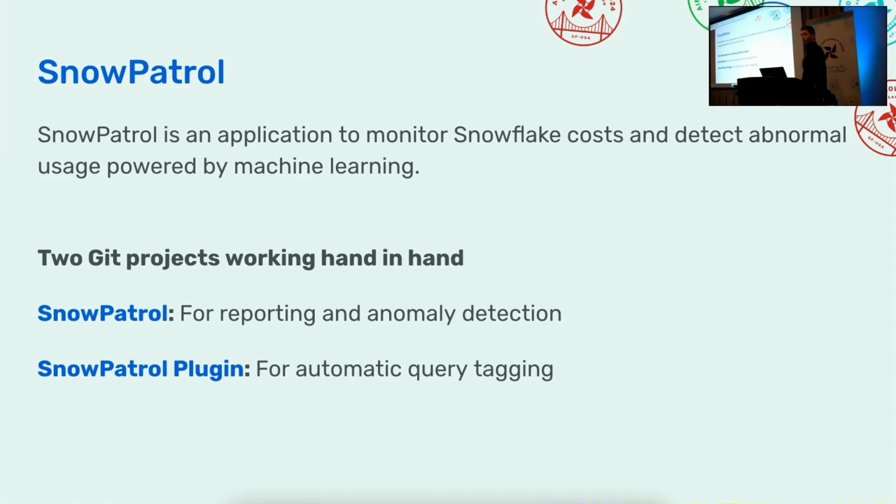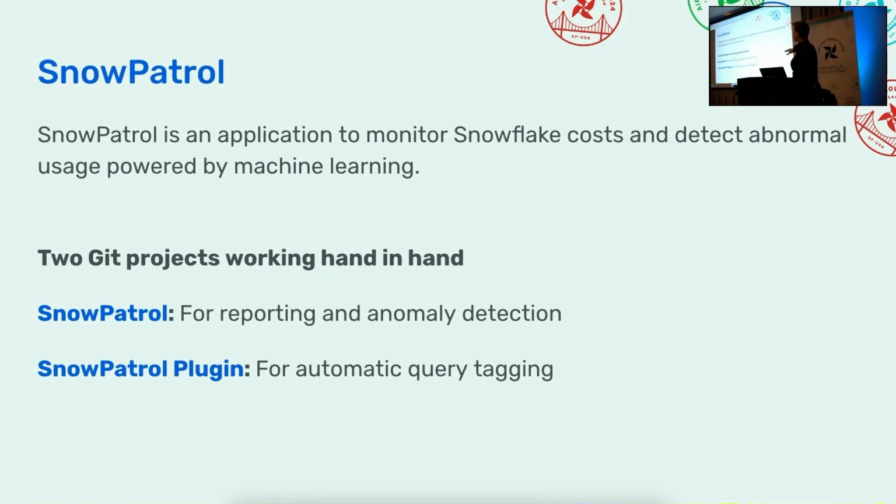The first one, Snow Patrol, is the one for all the reporting and anomaly detection. And so we packaged in this repo everything related to data prep for everything that we saw before. So all the data crunching for Snowflake cost analysis and all that, so that you can have a single table with all the details, just like I showed before.